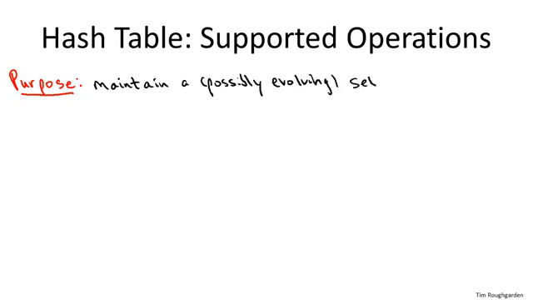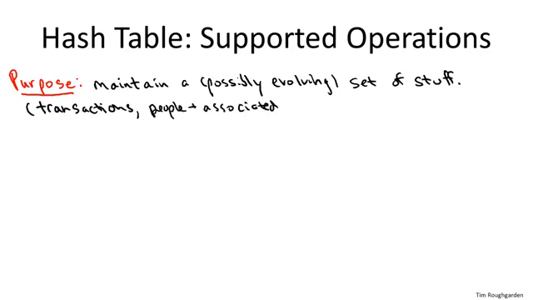You can think of the purpose of a hash table as to maintain a possibly evolving set of stuff. Where, of course, the set of things that you're maintaining will vary with the application. It could be any number of things. If you're running an e-commerce website, maybe you're keeping track of transactions. Maybe you're keeping track of people, like, for example, your friends and various data about them. Maybe you're keeping track of IP addresses, for example, if you want to know who are the unique visitors to your website, and so on.